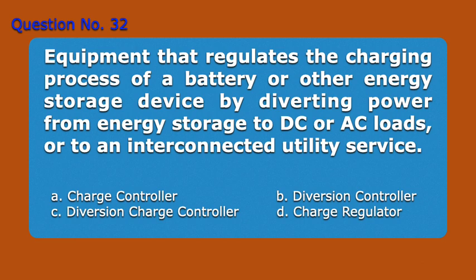Question number 32. Equipment that regulates the charging process of a battery or other energy storage device by diverting power from energy storage to DC or AC loads or to an interconnected utility service. A. Charge controller. B. Diversion controller. C. Diversion charge controller. D. Charge regulator. Answer: C. Diversion charge controller.